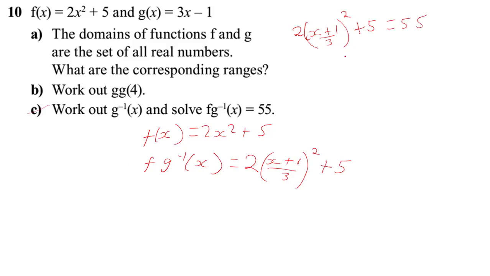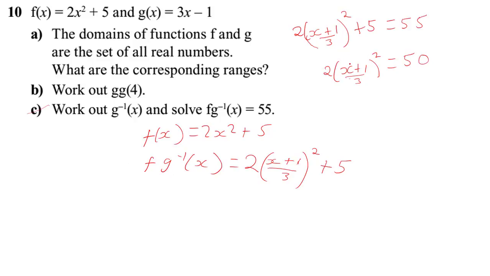Now we want to make x the subject because we want to find where x is. So we take away 5 both sides. So we've got 2 times x plus 1 over 3 close bracket, and that equals 50 now. Then what we can do, we can't open the bracket by these 2 because it's that power there.